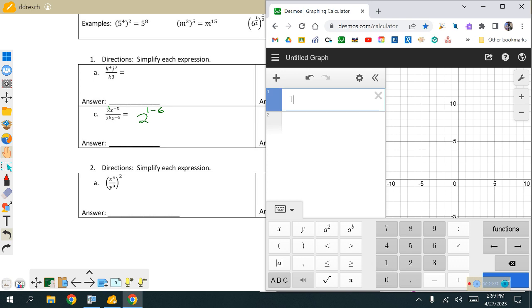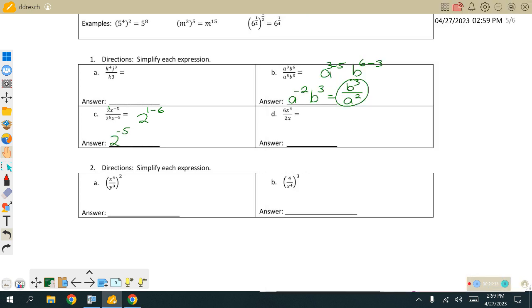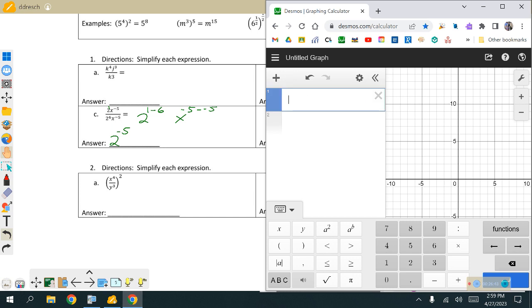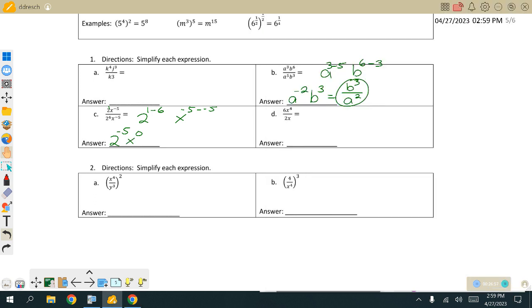Negative 5. Use that calculator for yourself. 1 minus 6 gives me a negative 5. For the x's, this is my other big mistake. Top minus the bottom. Run it through your head. Write it down. Top minus the bottom. Now I heard somebody say just say 0, but subtract negative 5 minus negative 5. That's where I get that 0 from.